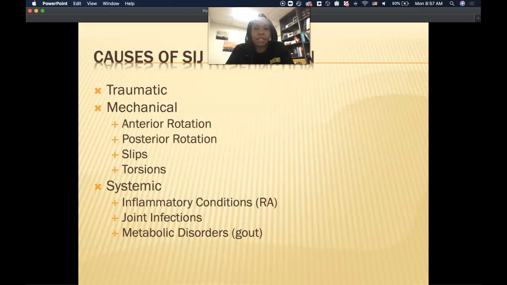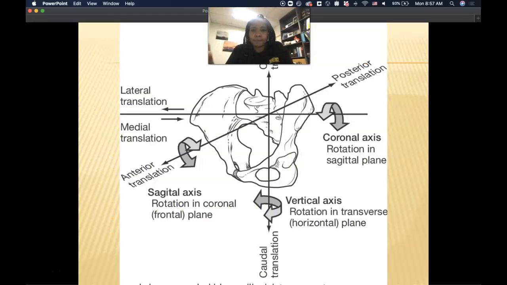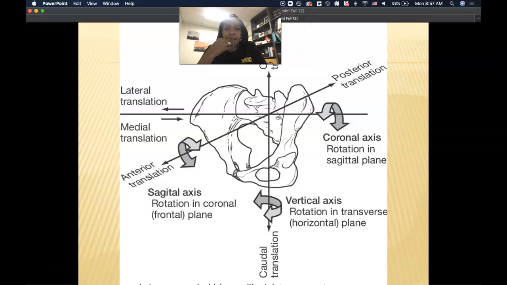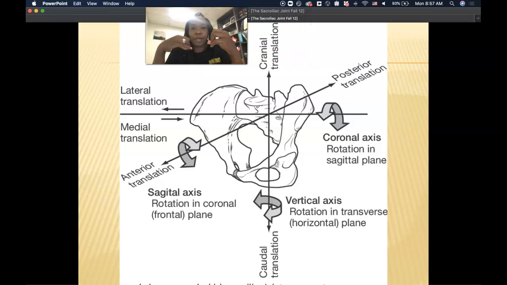So today I'm going to focus on traumatic, which I kind of already have dove through, but the mechanical part is what you're going to see 80% of the time in the clinical setting. So let's take a look at movement of the sacrum. Okay, so first and foremost, this is cranially, so we're looking at this as it's towards the head. We have caudal, which means it's towards the feet. Does that make sense so far?